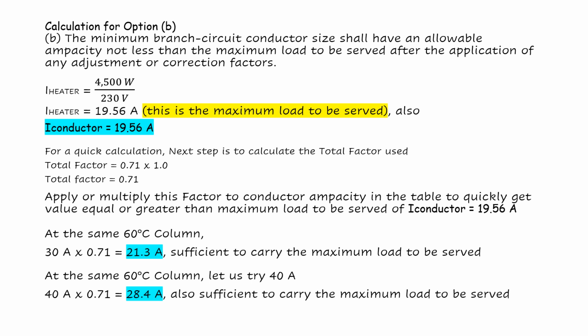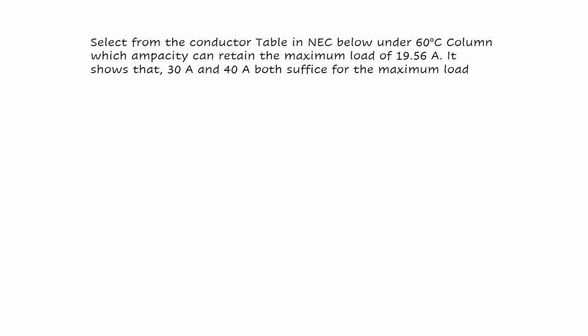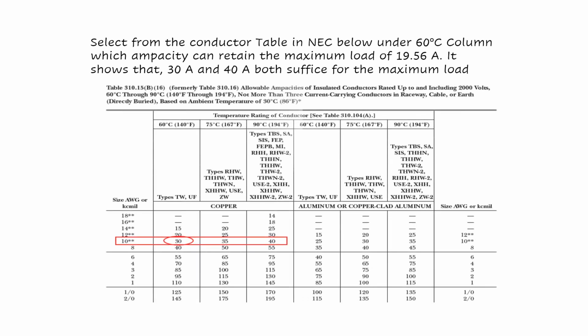So why do we calculate two options? This is because we don't know yet which conductor will match our overcurrent protection device, which later we will compute. So selecting from the conductor table in NEC, under the 60-degree column, which ampacity can retain the maximum load of 19.56 ampere? It shows that 30 ampere and 40 ampere both suffice for the maximum load. As we can see here in this table, on the 60-degree column, 30 ampere and 40 ampere were selected, and both are sufficient to carry the maximum load.